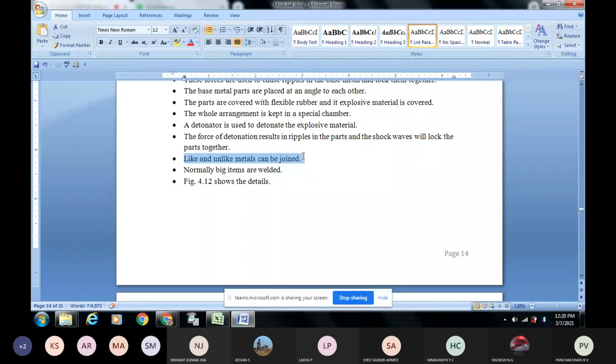Normally, metal inert gas welding and tungsten inert gas welding, whichever the type of welding, are used for welding similar metals. But here, this can be used for welding dissimilar metals. It means, as I told you already, dissimilar. What is the meaning?